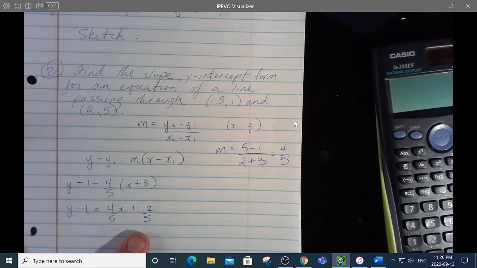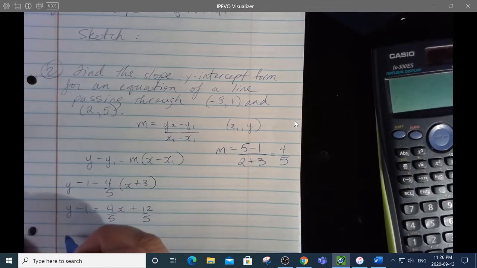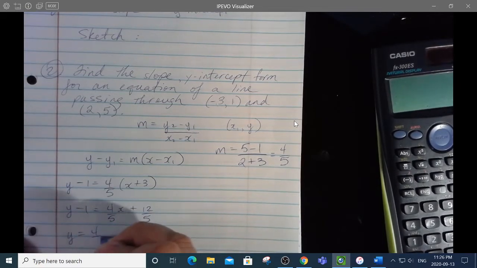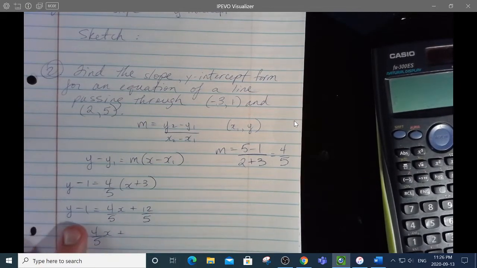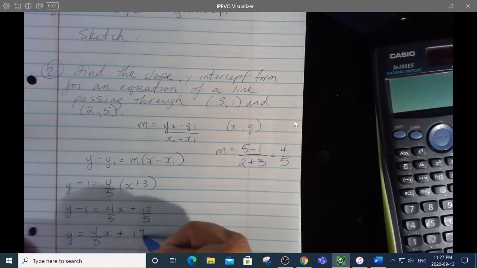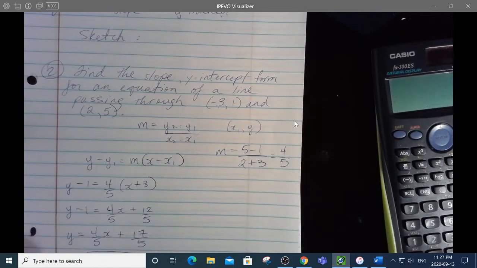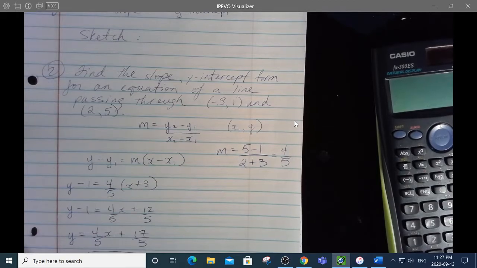Then I'm going to add 1 to both sides of the equation. So y is equal to 4/5 x, and if I'm adding 1 to fifths, I might as well change 1 into 5/5. So that would be 17/5. So there's the slope of 4/5, and there's the y-intercept of 17/5.